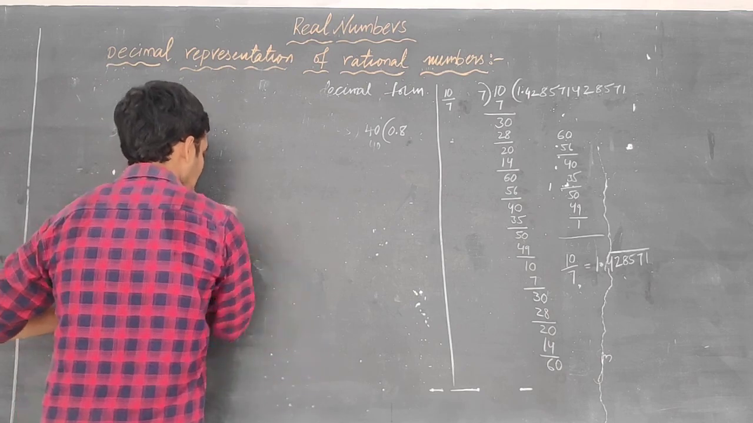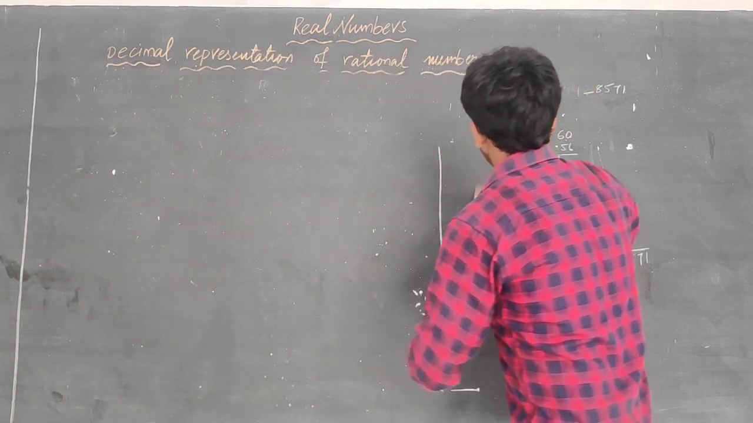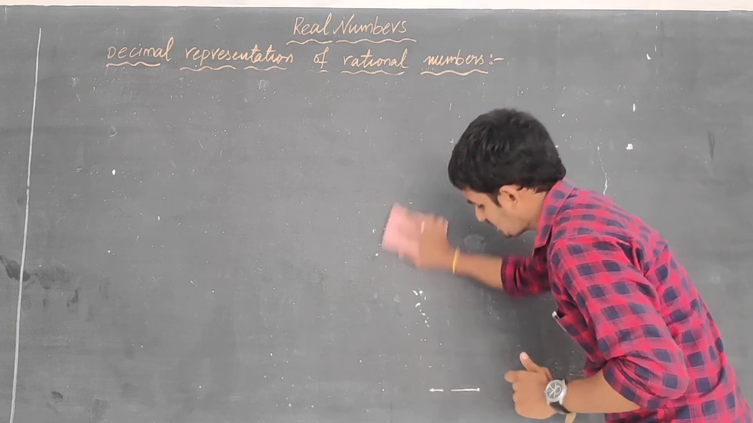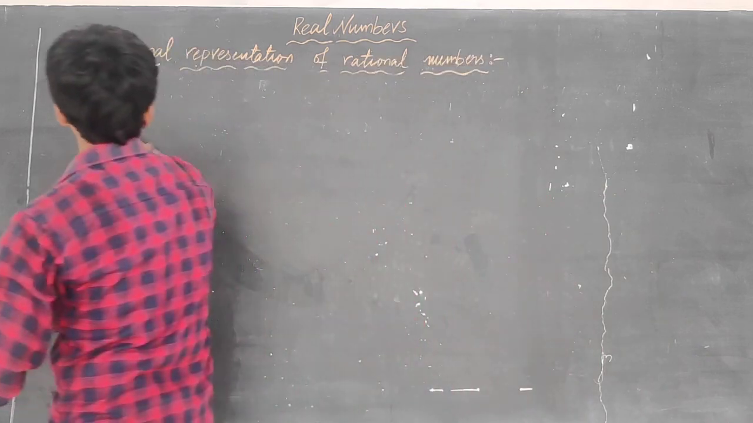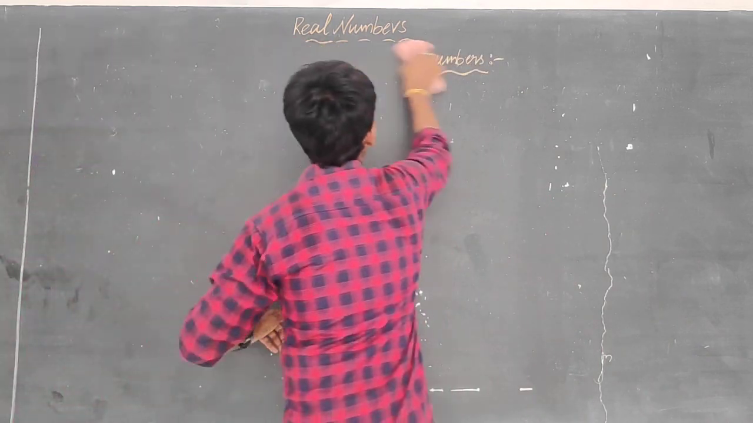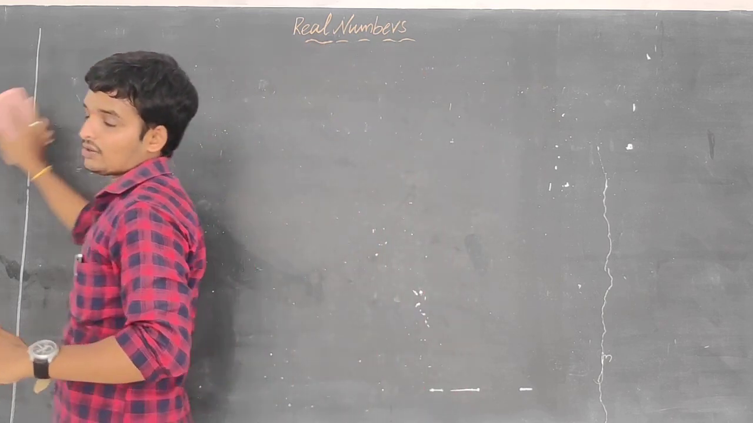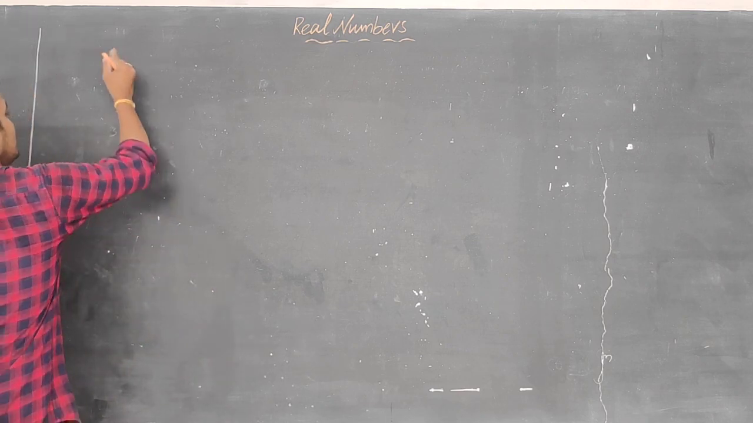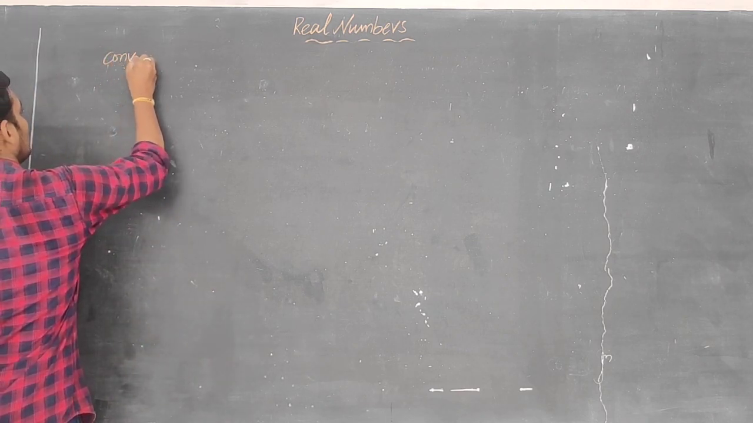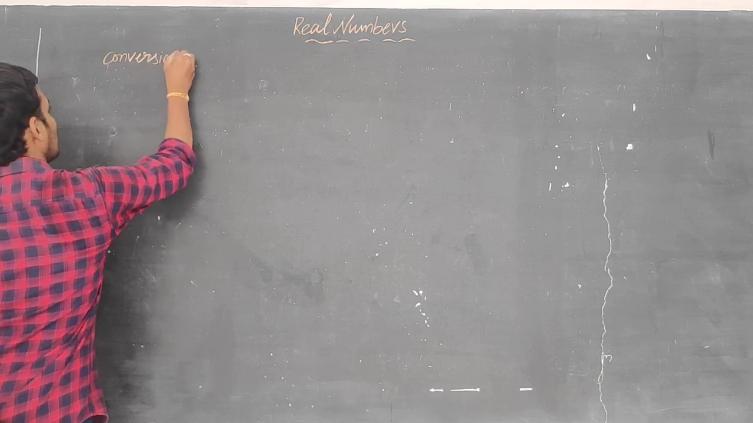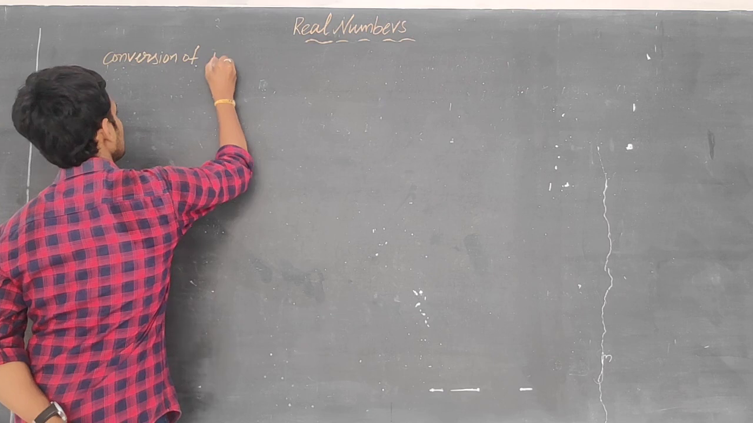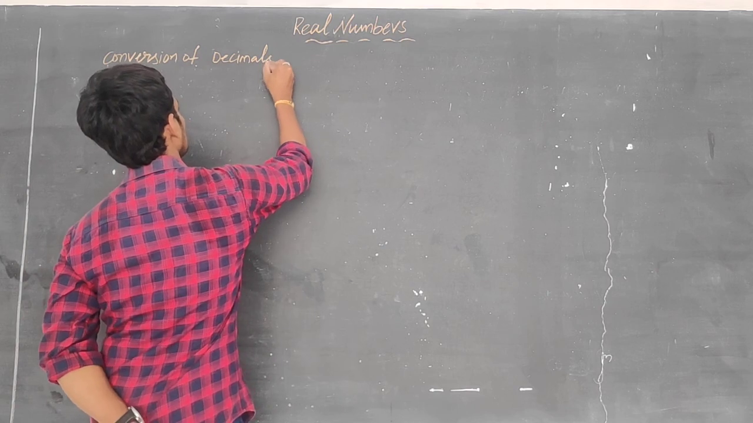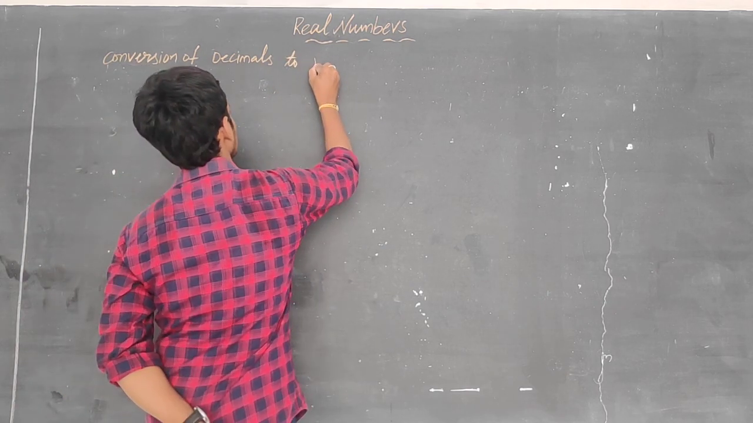So we have learnt how we can convert a rational number into decimal form. Now we are learning how we can convert decimal numbers into rational numbers. Are you okay? Now we are learning conversion of decimals to rational numbers.